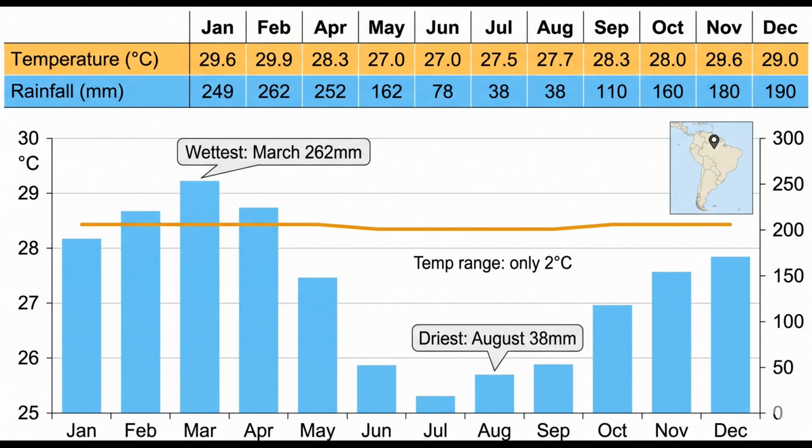Now look at the rainfall. High rainfall from January to April, peaking at 262 millimeters in March. Then a drier period from June to September, with the driest month, August, at only 38 millimeters. Some students look at this and say, there is a dry season, so this is not equatorial. But look more carefully. August still has 38 millimeters of rain. Temperatures stay high every month. There is no true dry season, just a drier period. Manaus is equatorial.